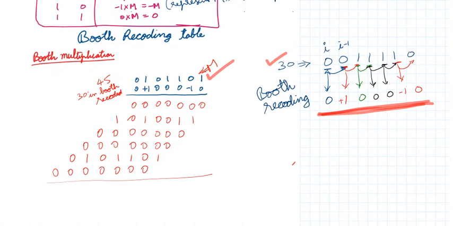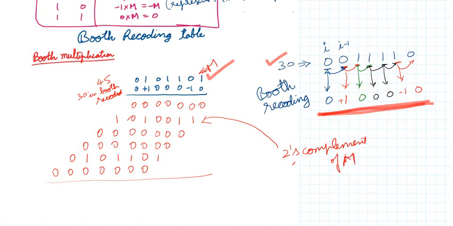So simply speaking, if the number is 30, using Booth recoding, I am recoding into this value. Whenever you see 0, that's no problem at all, we can put simply all zeros. If you see -1, we have to write the 2's complement. This is your 2's complement of m.